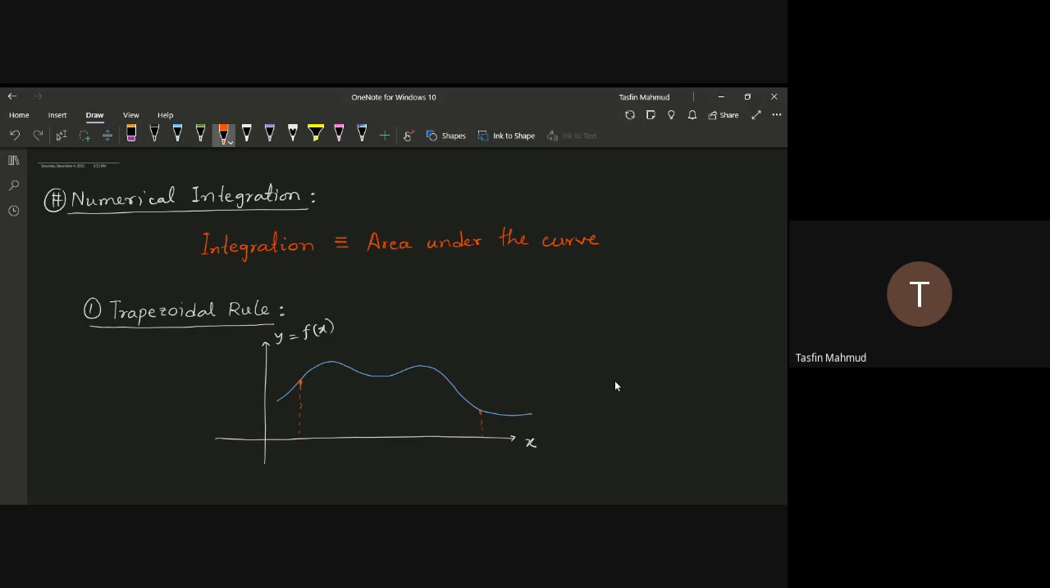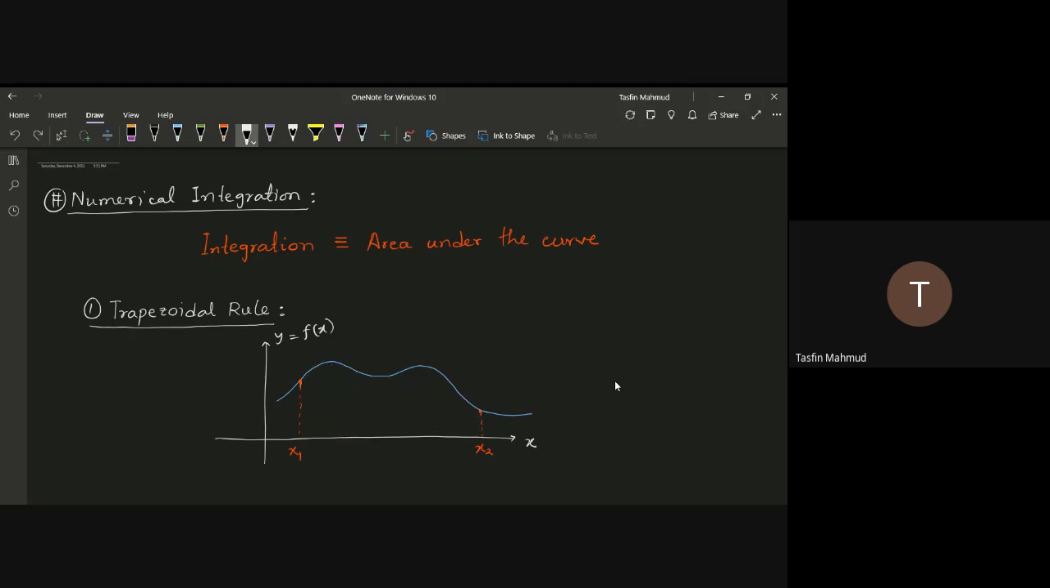Let's assume this is our starting point x1, and this is our ending point x2. Determining its integration actually means that we have to find this area. We have to calculate this area. So how can we calculate the area under a curve?